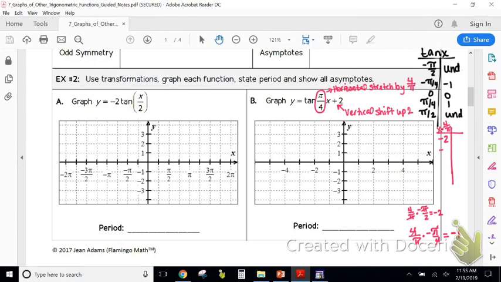So what do you think the next one's going to be? Because remember, they all have a pattern. You think it's going to be 0? Let's check real quick. 4 over pi times 0 is 0. So you do know the pattern. So negative 2, negative 1, 0. What's next? 1 and 2. Very good.